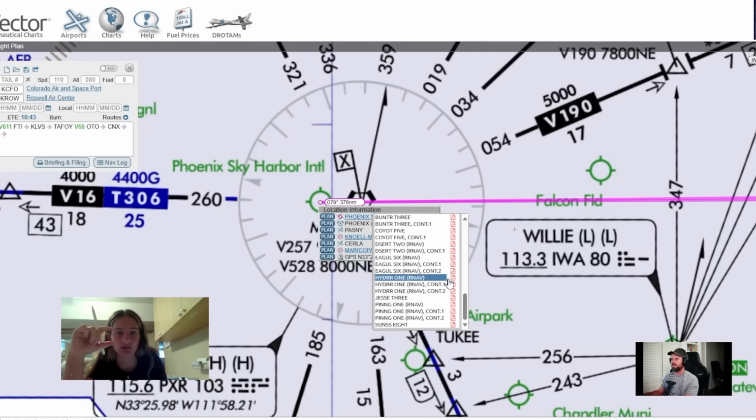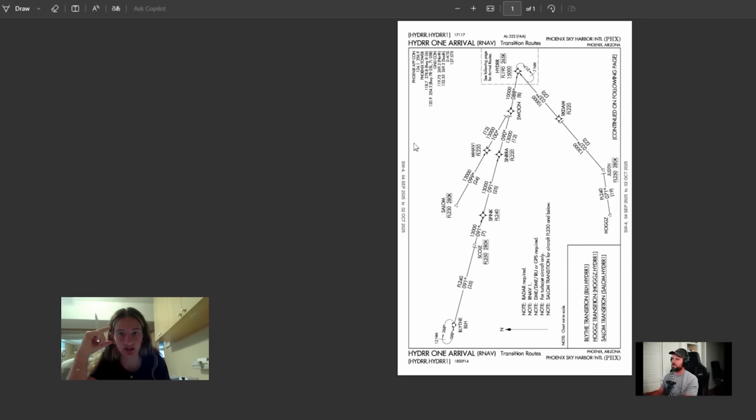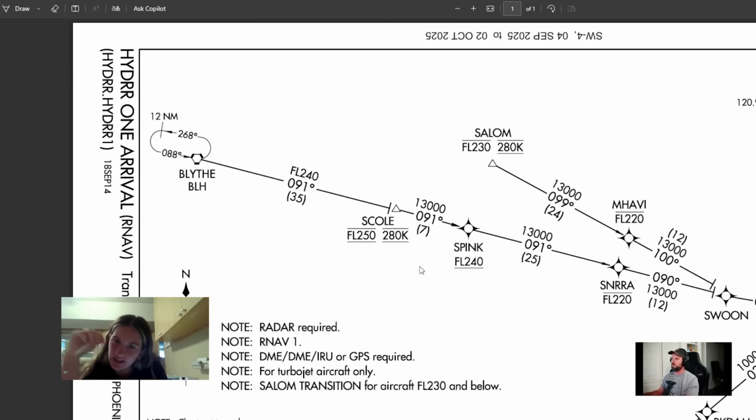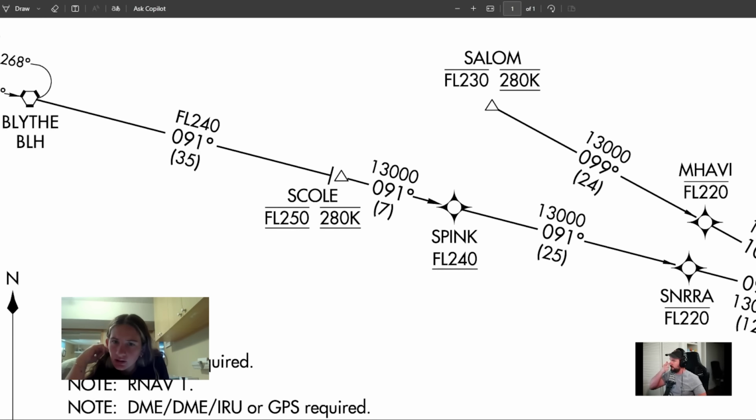There's some that have altitudes where you have to reach this fix at this altitude or below a certain altitude. So, what altitude and what airspeed do I need to be at Skull on this arrival? You have to be at flight level 250 and at 280 knots indicated. All right. So, what's SNRA? I don't know. You have to be below flight level 220.